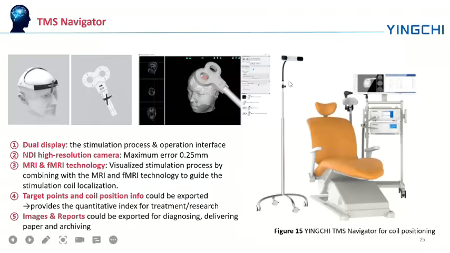Here shows the YINGCHI TMS navigator for coil positioning, and it can display the stimulation process and operation interface, as you can see here. Its error is really small, and combined with MRI or fMRI technology, the stimulation process can be visualized, and that's to guide the stimulation coil localization. So it is really convenient for diagnosing, delivering paper, and archiving.